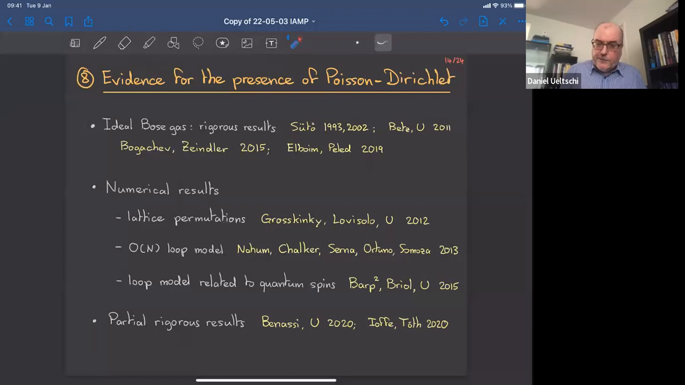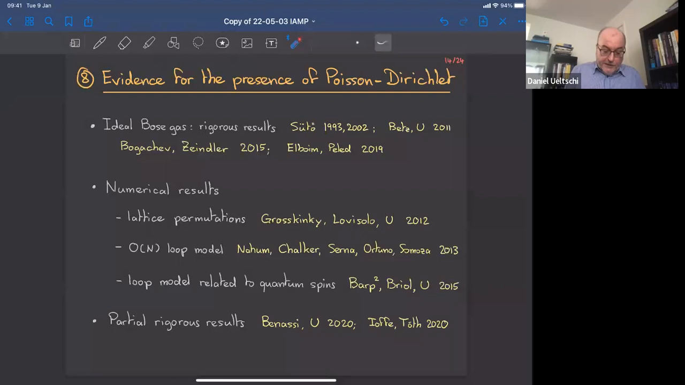Then there are numerical results like for lattice permutations. And these things about checking the effective split merge process we did with Stefan Grosskinsky and Alex Lovisolo. There was a totally different study by Nahum, Chalker, Serna, Ortuño, Somoza for some kind of O(N) loop model. I'm not going to define exactly what it is. It's a completely different loop model, but they checked that indeed this Poisson-Dirichlet structure is present. A loop model related to quantum spins that we did in Warwick with three students, numerically also, checking that the Poisson-Dirichlet is there.